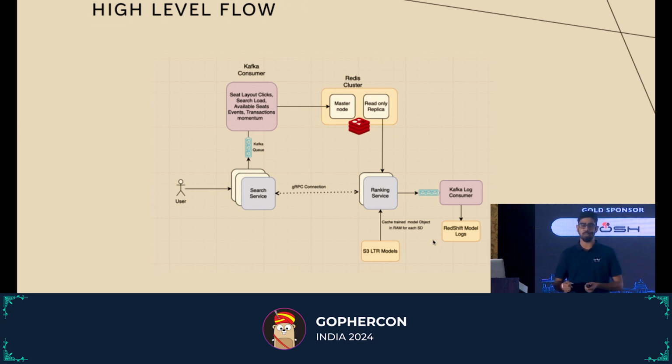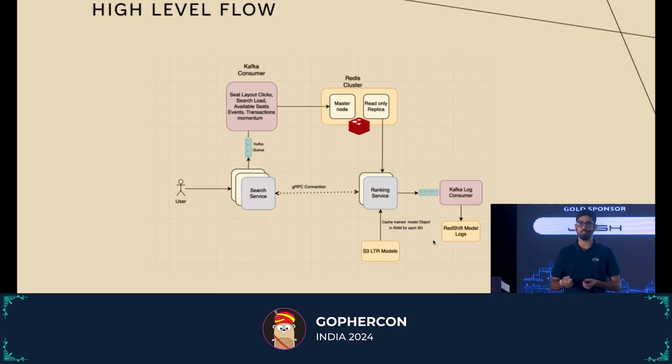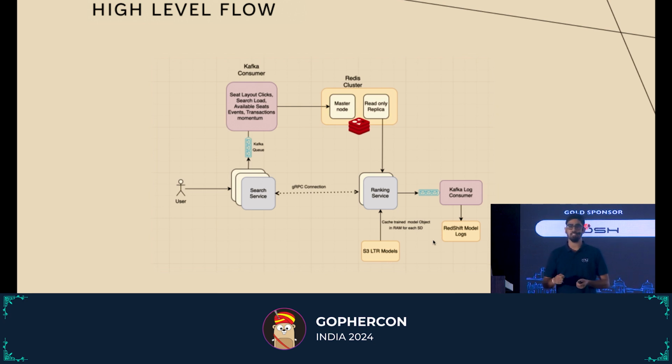Basically, to facilitate learn to rank, we have created a feedback loop where all the user interactions, viewing a particular service, clicking on the seat layout, all your available seats at the moment of search, all this data is pushed to a Kafka topic, and a Kafka consumer is aggregating this information in our Redis cluster in a required format. The ranking service fetches all these dynamic parameters from the Redis cluster in real time, along with all the inventory information it has received from search, pulls a machine learning model from S3 and caches the model object in memory. And it predicts the rank and sends the response to the search service.